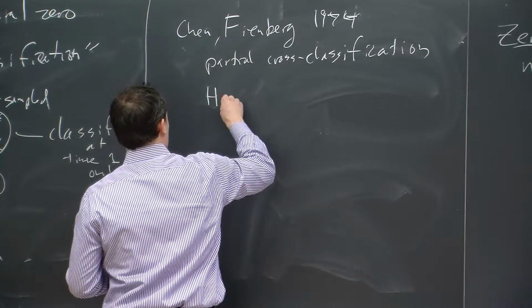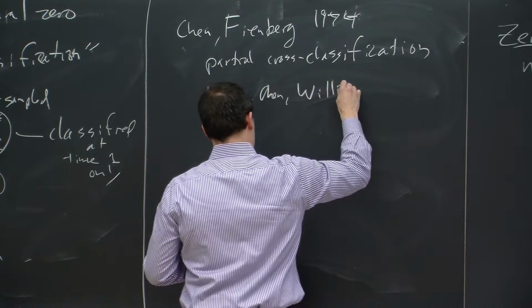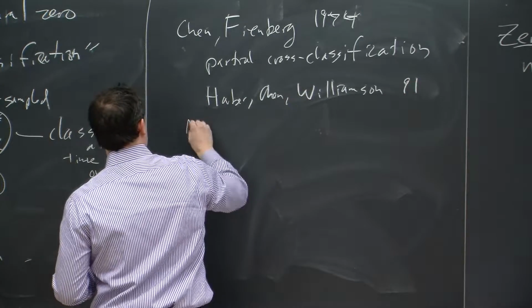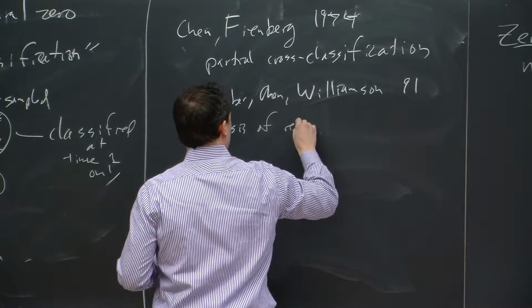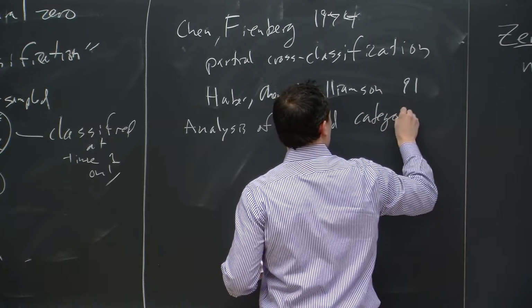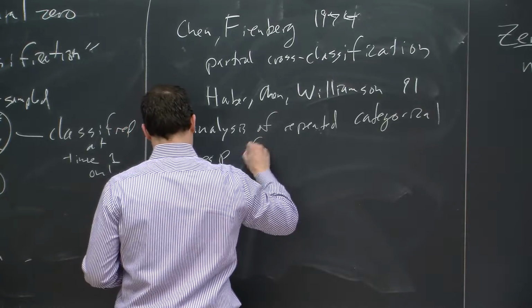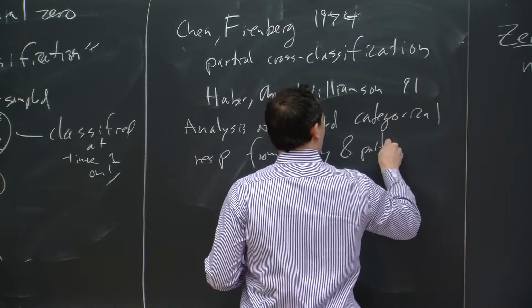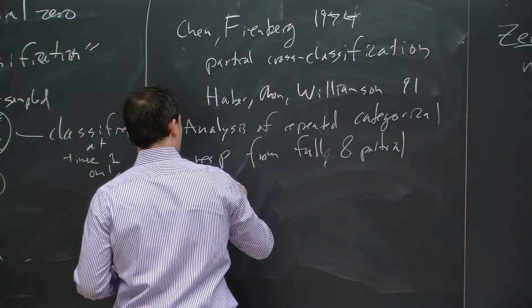And there's another one by Haber, Chen, Williamson, 1991, Analysis of repeated categorical responses from full and partial cross-classification.